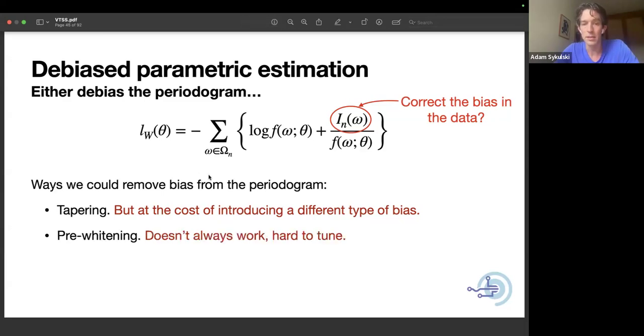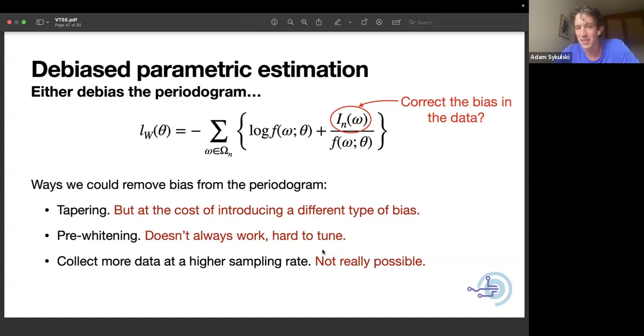We could do pre-whitening, which removes biases by creating something that looks more like a white spectrum, which is flat, so it can't be biased from its estimation. But this doesn't always work, and it's hard to tune without actually knowing what your model is. It's kind of a circular problem, pre-whitening, if you don't know in advance how to do it. And of course, you could collect more data at a higher sampling rate to remove the uncertainty, so you can recover the density exactly. But this of course isn't really possible in the first place, because usually we're dealing with fixed length samples.